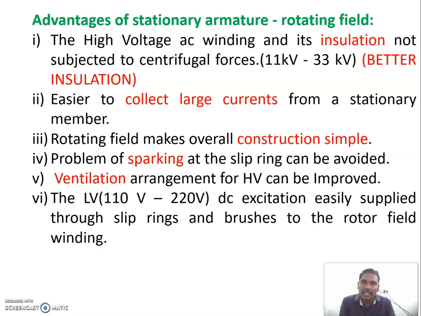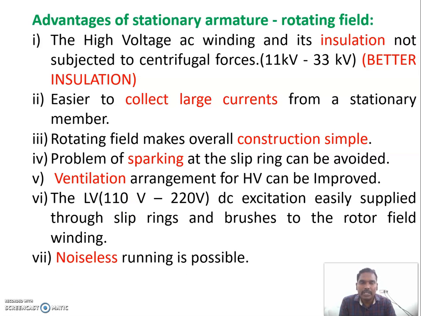So we are giving very low voltage to the field coil only. Our voltage range is about 110 to 220 volt, but the output range is about 11 kilovolt to 33 kilovolt. So this much current we are not able to take through the slip rings and brushes. That is a very tedious process. But we can give the separate current and voltage through this LV coil very easily, because the slip rings and brushes have low rating. So this low range of supply can be provided without any difficulty.